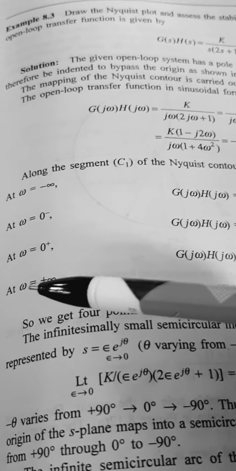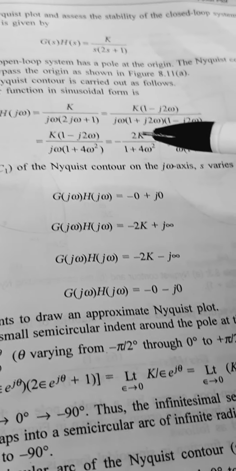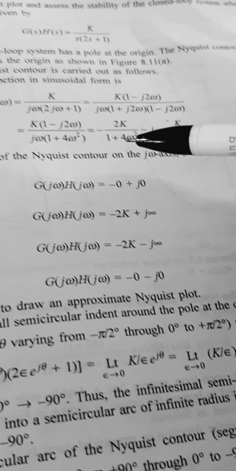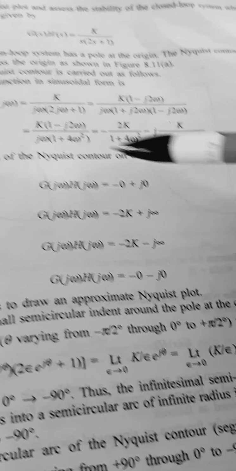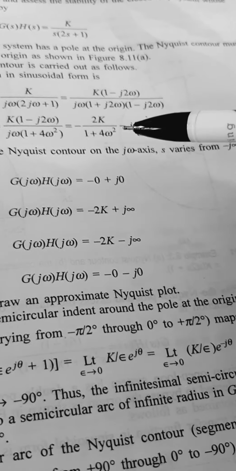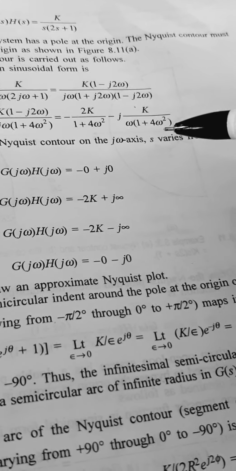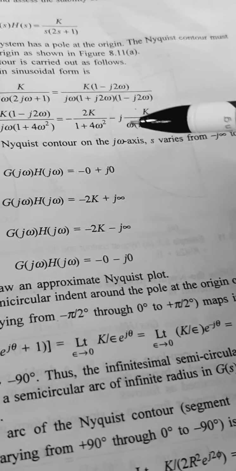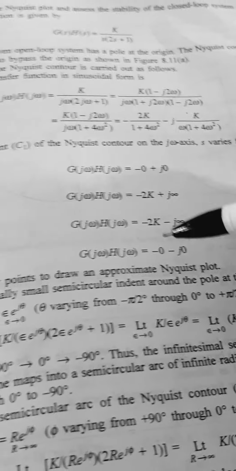And when omega is equal to plus infinity, 1 plus 4 omega square is infinity only. 2k by infinity is 0 only, minus 0. And here the minus sign is there: minus j k, 1 plus 4 omega square is infinity square only. But here also positive, so the sign may not be changing, so here minus j0. So you got 4 points.